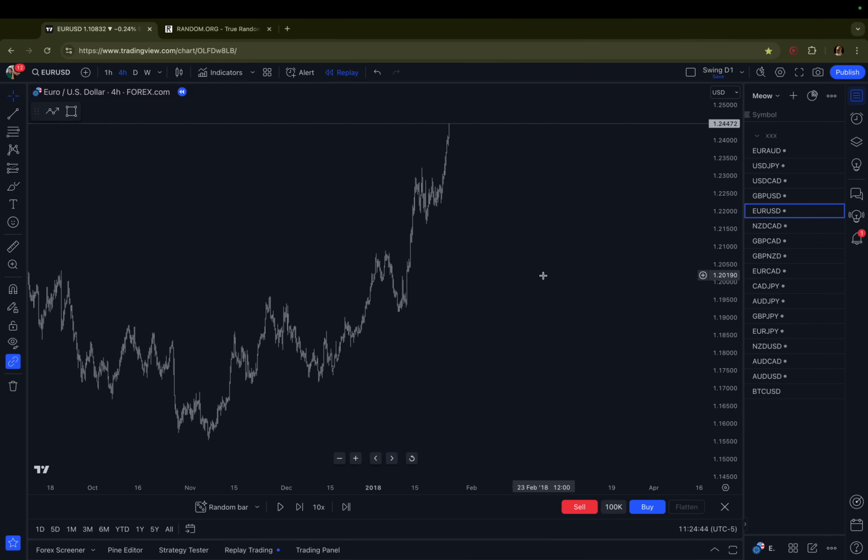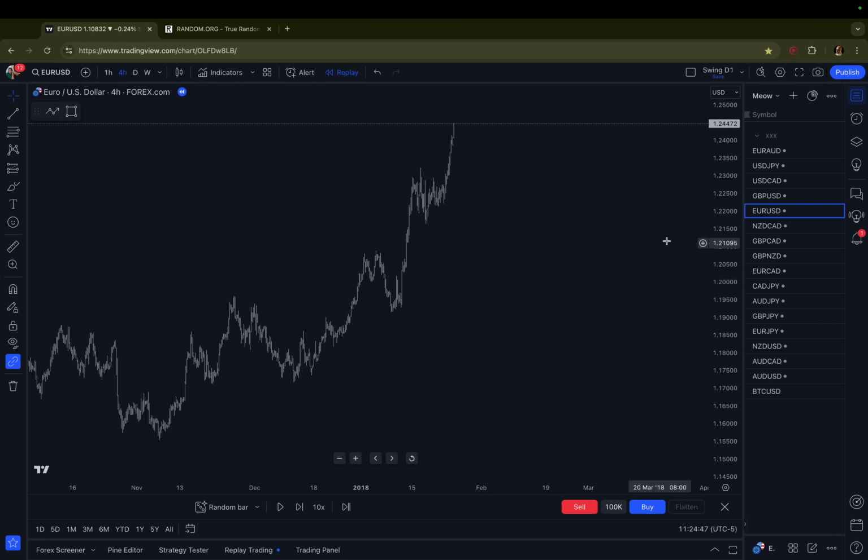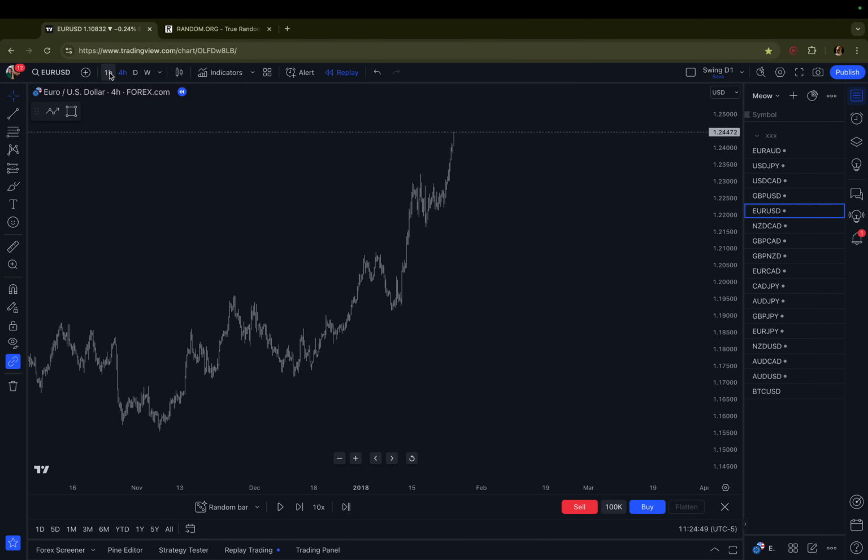So the first thing I'll do here is demonstrate a DCA trading approach. So this is Euro USD. We'll go to the 1 hour chart.